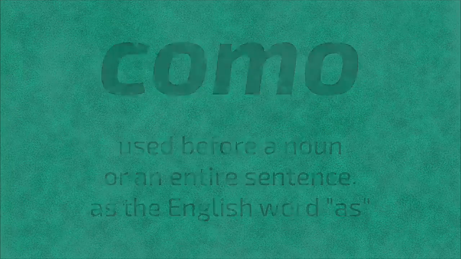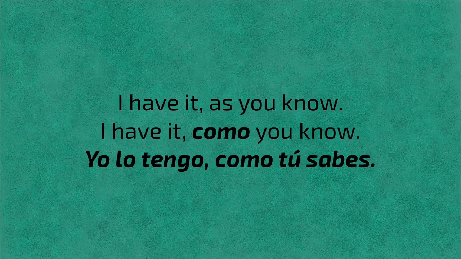So let's use some examples. I have it as you know. Yo lo tengo como tú sabes. As you can see, there are two full clauses or complete sentences here. I have it and you know. But they're sort of joined together by the word como.